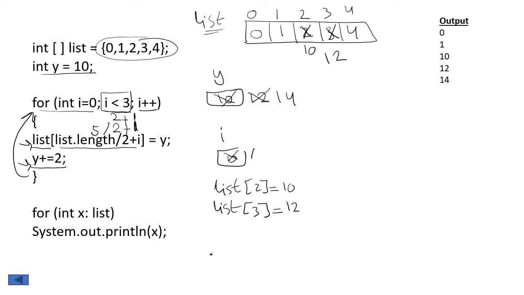And then go back and start your loop again. i++, so the value of i will be 2. Then go inside your loop. List at list.length over 2 plus i, and the current value of i is 2. So 2 plus 2, which is 4. So I have the statement list[4] = y, which is 14. Go to index 4 and the value should be 14. And then y += 2, so the value of y should be 16.